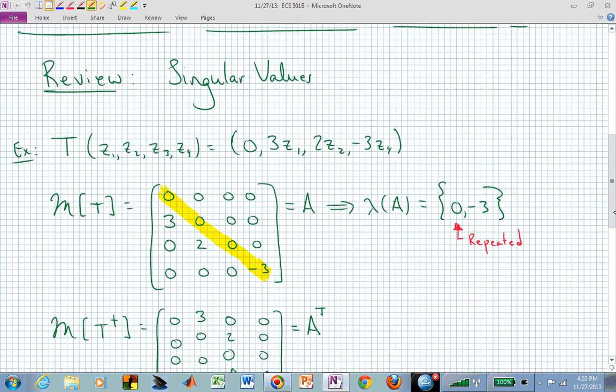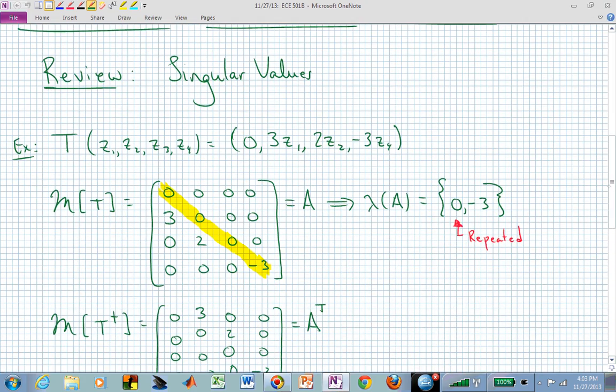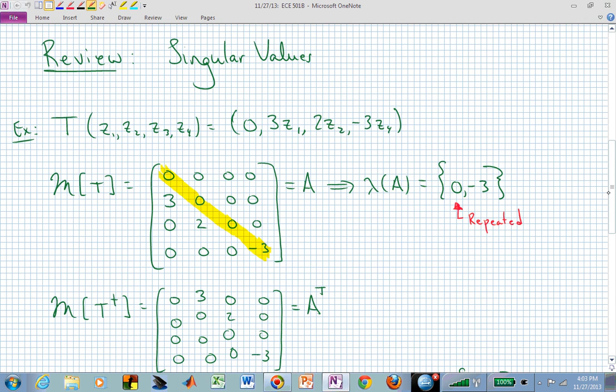Just to get us thinking again about what we had talked about, and in particular singular values, this is the example that we ended the class with last time, but I want you to get back up to speed with where we were. It's a linear map that takes this 4-dimensional vector into another 4-dimensional vector in this particular way. We can pretty easily identify the matrix representation of that linear map.